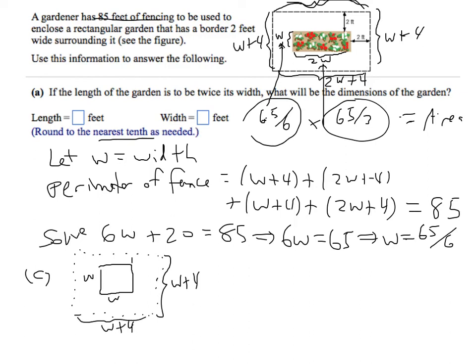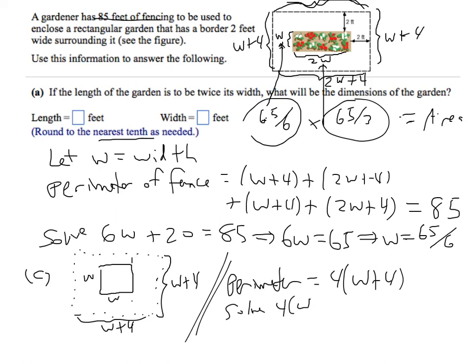Remember, we have 2 feet on either side of the garden to get to the fence. So just like before, I had to add 4 feet to the size of the garden to get the size of the fence. I'm going to have to do it here too. So there's really not much difference here. The perimeter, in this case, is just W plus 4 plus W plus 4 plus W plus 4 plus W plus 4. The perimeter of the fence is just the same size fence 4 times. So now if I try to solve where 4 times (W plus 4) equals 85, I'll get a different answer, whatever that is.